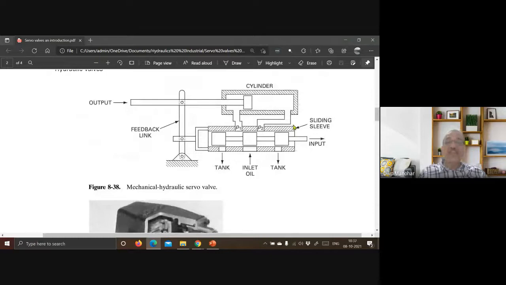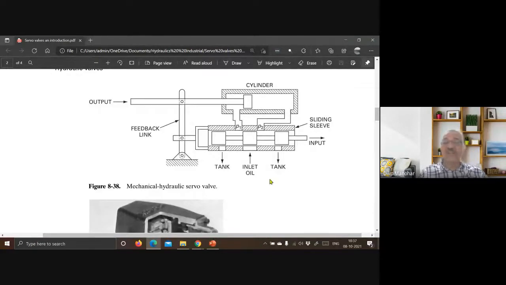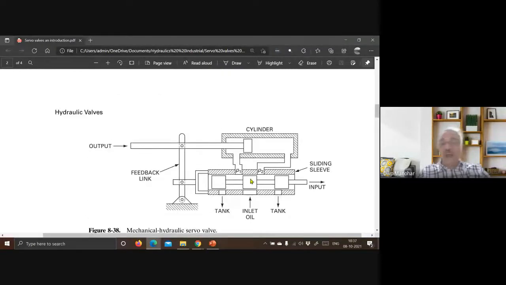So I am showing here in the servo valve how the actuation works. This is the servo valve physically shown here, how it actually operates. If there is an input signal given here, the input will shift the position of the spool. This will disturb the position of this bar, and this will give the output motion here to this rod. So this is the feedback link.